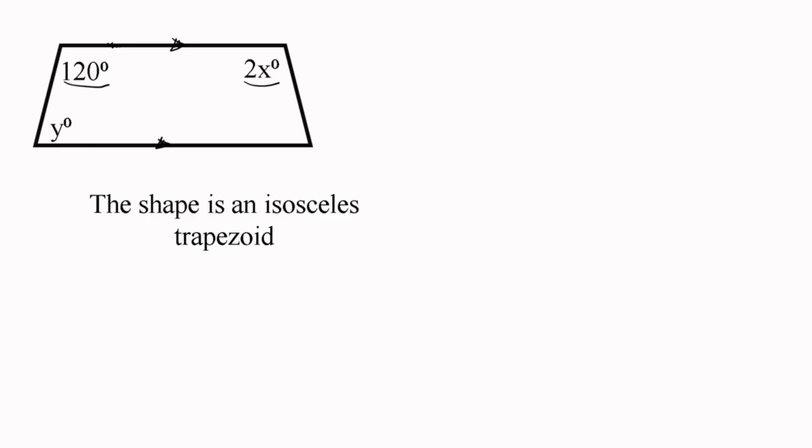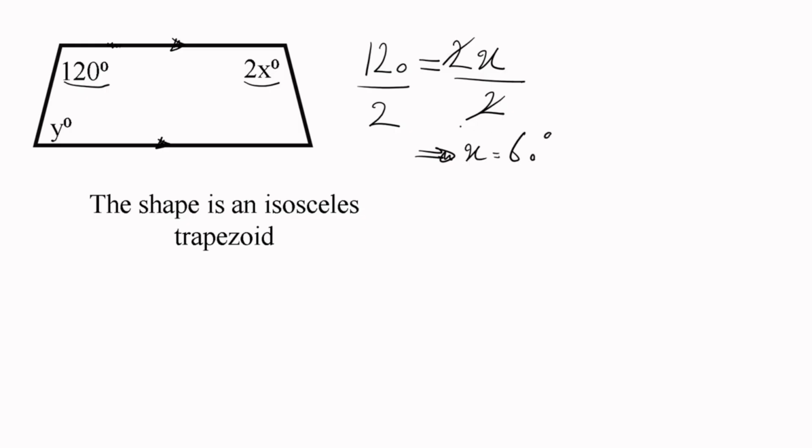So let's use the first rule that I told you. I told you base angles from the same base, for example, 120 and 2x, are congruent. So 120 is congruent to 2x. What should I do for solving this equation? The only thing that I need to do is dividing both sides by 2. Really easy. And x is going to be 60 degrees.